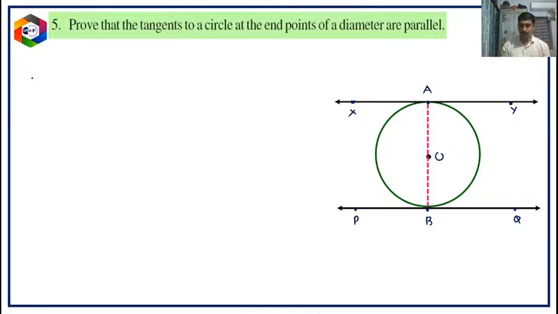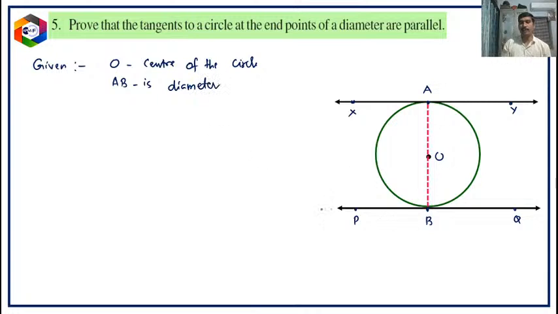Okay, yes. Observe children here. Now what is given in the question? Let us write down what is actually given. O is the center of the circle. O is the center of the circle, and next one is AB is diameter. AB is the diameter.